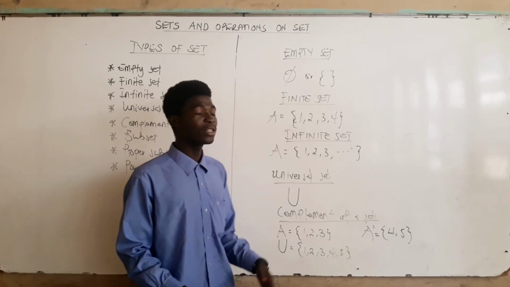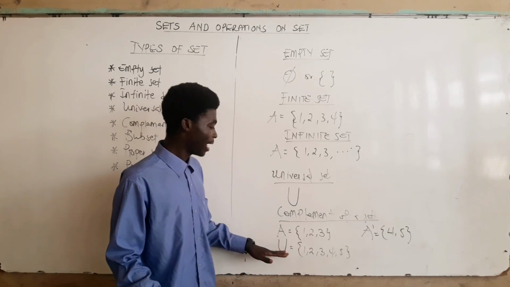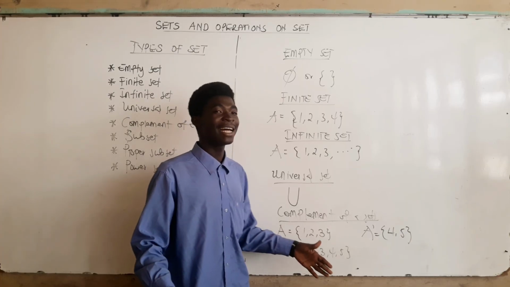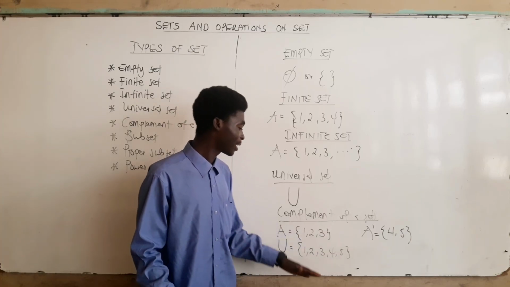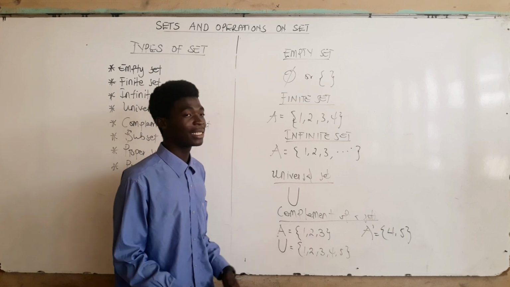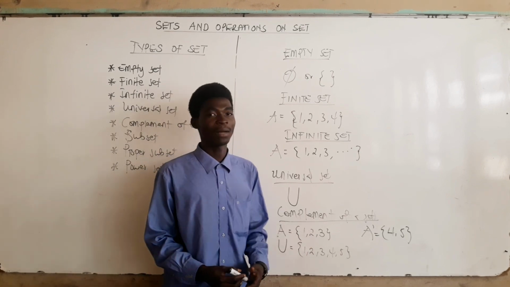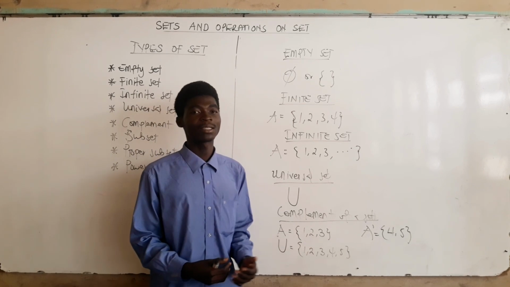So complement of a set simply means the elements that are in the universal set but cannot be found in the set A we are talking about here. And that is a complement of a set.